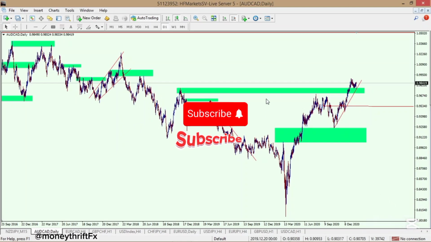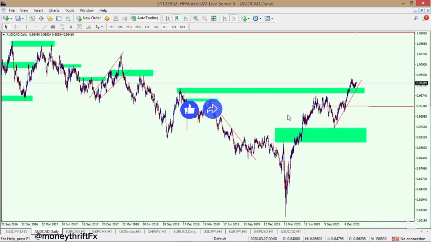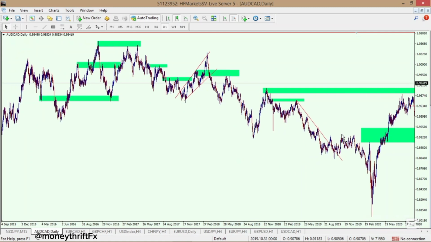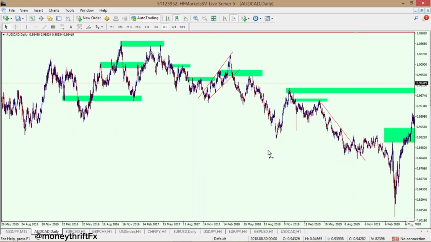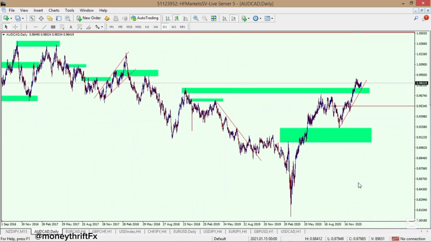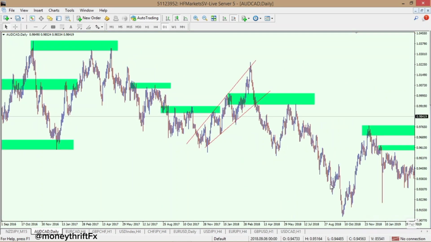Okay, now let's look at supply and demand zones on the charts. So I have taken the liberty to draw out some supply and demand zones previously, so let's just go into it.